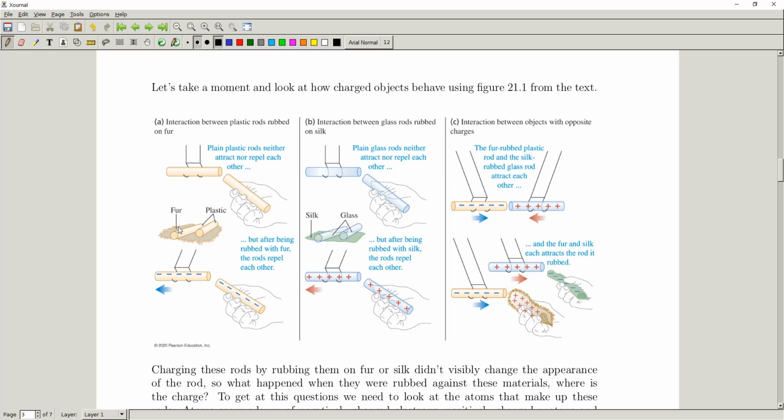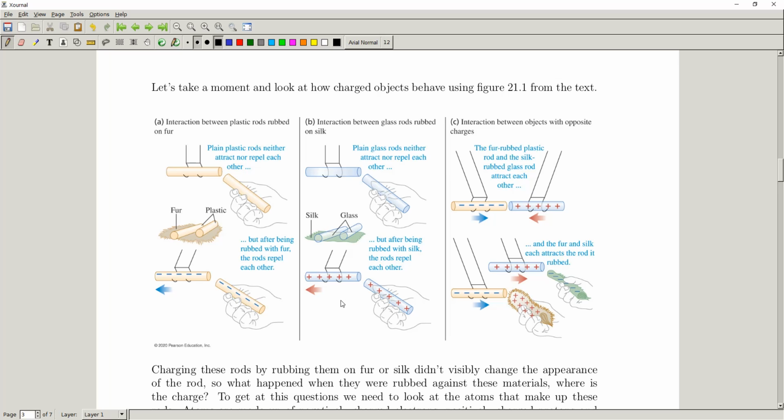Okay. If we repeated this same procedure with plain glass rods, and we rub them with silk, we would see that we have the same thing happening, except in this case, both of the rods would pick up a positive charge, and so because they're both now charged and they have like charges, they repel, right? So again, we have the same situation here where we have this repulsive force.